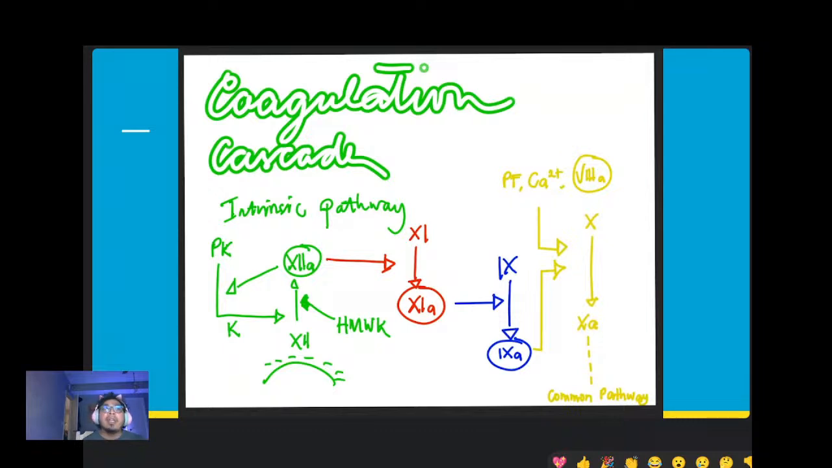Factor 11 will then activate factor 9. Factor 9 is a cofactor for the activation of factor 10 via the help of platelet factors and calcium and factor 8. Clear? Clear ba guys? Tandaan nyo lang, lahat ng may bilog, yun yung tandaan nyo. Okay? Huwag kayong malilito. 12, 11, 9, and 10. 9 and 8. Then 10. Okay? Clear ba? Clear pa.